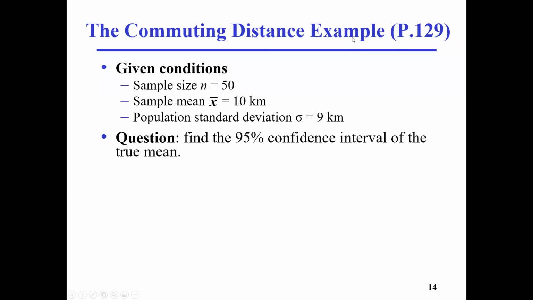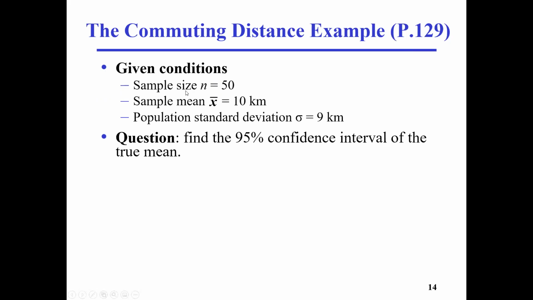Now let's use an example, the commuting distance example, to actually create a confidence interval for your experiment. This example is mentioned on page 129 of your textbook. Okay, and these conditions are given.